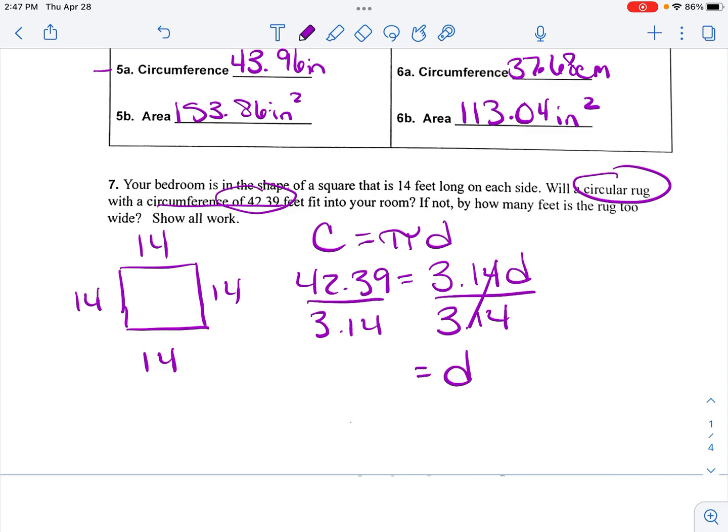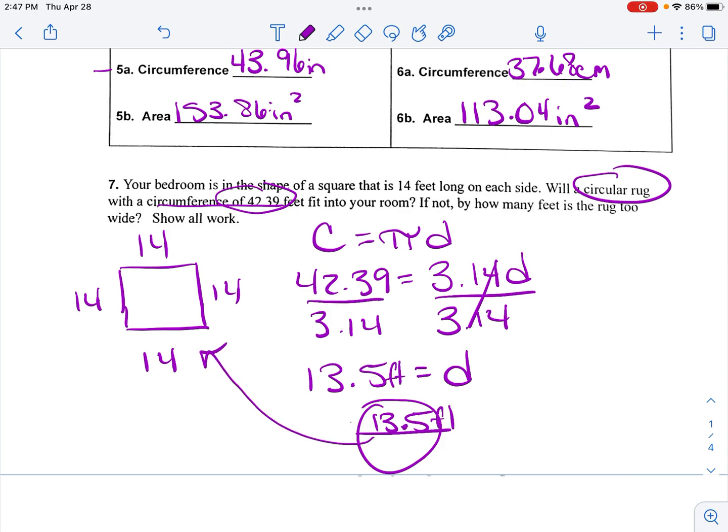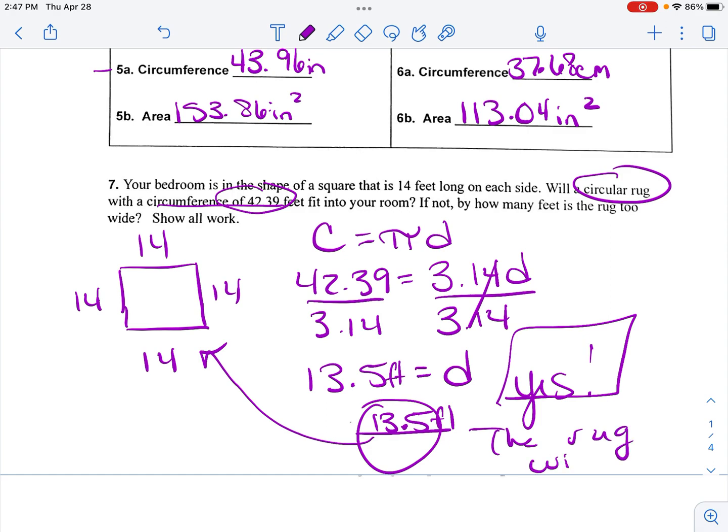So the diameter all the way across the rug, 42.39 divided by 3.14, you'll use your calculator, is 13.5, and we're talking about feet. So the distance across this whole rug is 13.5 feet. The room is 14 feet. So will it fit? Yes. The rug will fit.